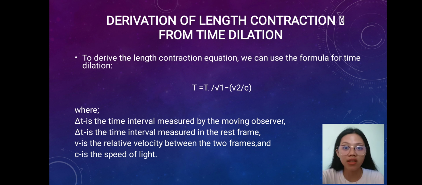How to derive the length contraction formula from time dilation? Knowing that the time dilation formula is t prime is equal to t over square root of 1 minus v squared over c squared, where t prime is the time that is observed in the moving reference frame, t is the time interval measured in the stationary reference frame, v is the relative velocity between the two frames, and c is the speed of light.